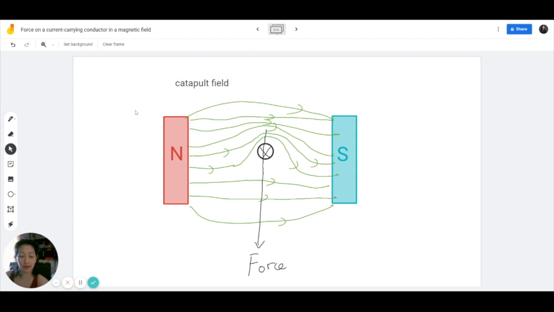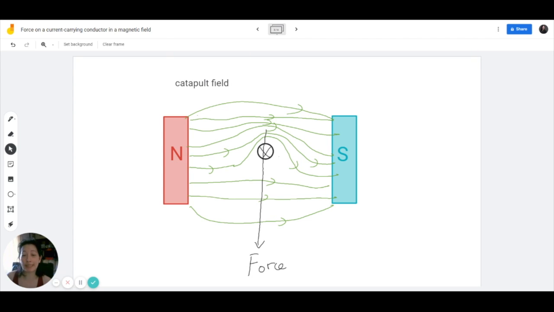So you know what a catapult is, right? It's like when you get this rubber band and then you put an object in between, and then when you pull and you release, the object flies. So this creates an effect just like this magnetic force. So that's why this is known as a catapult field, because it creates a force just like a catapult.